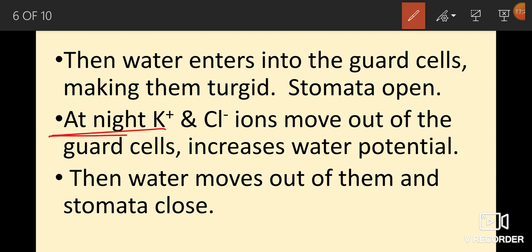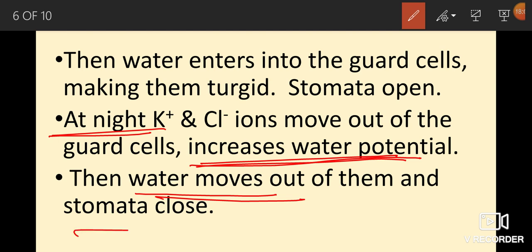During night time, potassium and chlorine ions move out of the guard cells. They move out of guard cells and water is free in guard cells. Then water potential is increased. Automatically a water potential gradient is formed between guard cells and subsidiary cells. So water potential is more in guard cells. Then water moves from guard cells to subsidiary cells, and stomata close.